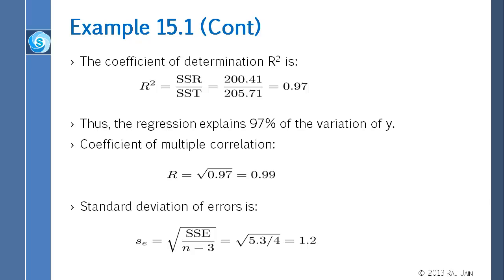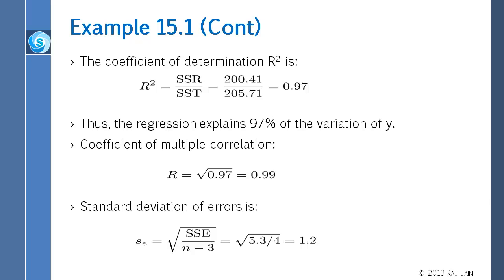This is called the coefficient of multiple correlation, not correlation. Why? Because now it is not correlation between y and x1 or x2 or x3, it is with all of them. So that is just the multiple correlation, square root of R square. And the standard deviation of errors is, now this is an interesting formula. The standard deviation of error is SSE divided by n minus 3.